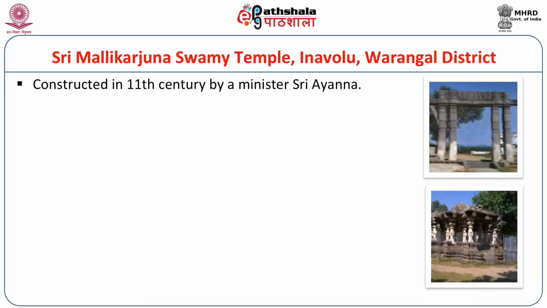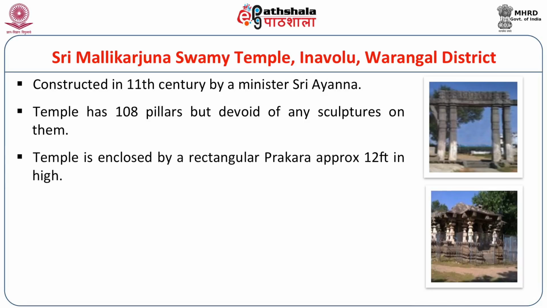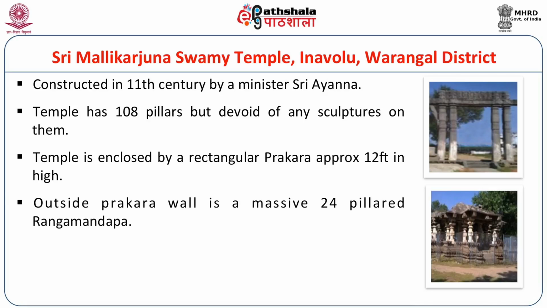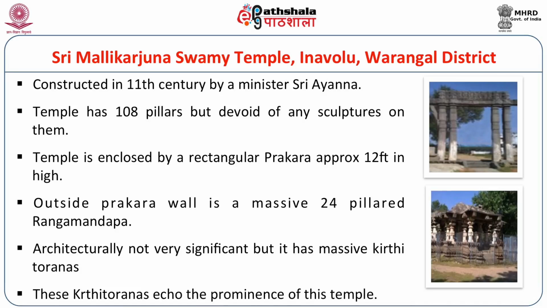The Sri Mallikarjuna Swami Temple in Avolu, Warangal district. Constructed in the 11th century by a minister, Sri Ayanna, this temple has 108 pillars but is devoid of sculptures. The temple is enclosed by a rectangular prakara approximately 12 feet high. Outside the prakara wall is the massive 24-pillared Rangamandap. Architecturally, not very significant, but it has massive Kirti Toranas. These Kirti Toranas echo the prominence of this temple. Having those Kirti Toranas at gateways makes this temple very important.